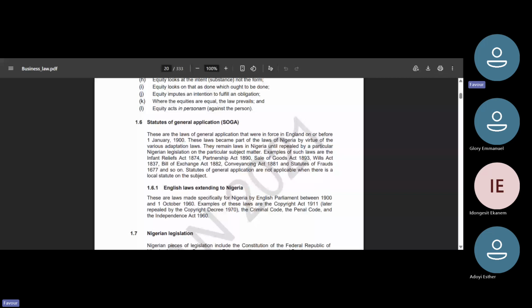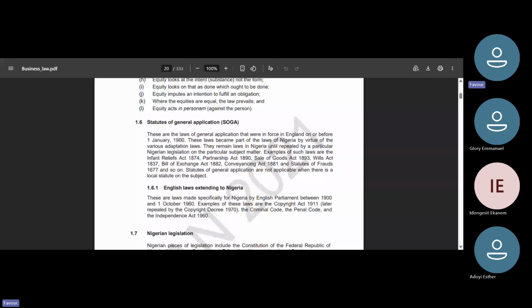Statutes of general application. These are laws of general application that were enforced in England on or before 1st January 1900. So they became part of the laws of Nigeria by virtue of various adaptation laws. Simply put, Nigeria borrowed some old English laws, right? It's like saying we have not got any law on issue A, and we have a case on issue A.